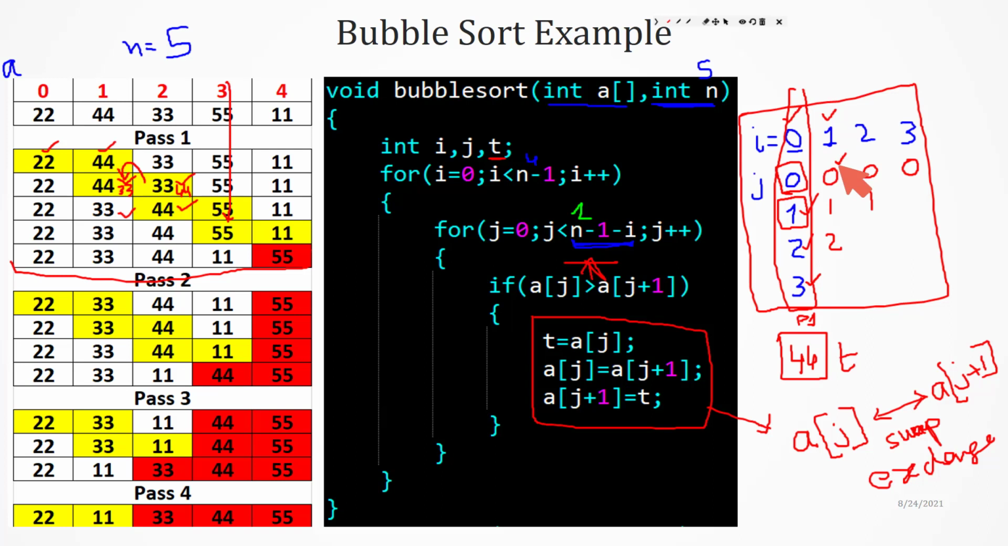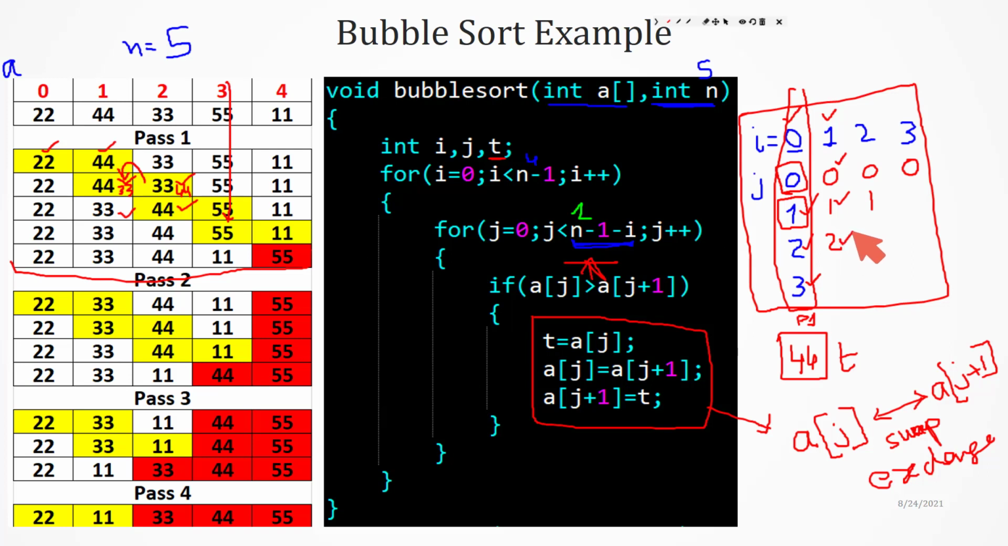Similarly, next I have to execute pass 2. So j value is 0. A of j greater than A of j plus 1. 22 greater than 33 is false. So there will be no swap. Next, j value will be 1. A of 1 greater than A of 2, so 1 and 2 will be compared. 33 greater than 44 is false. So no swapping will happen.